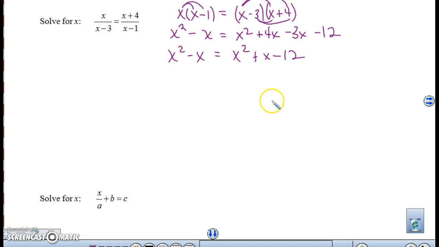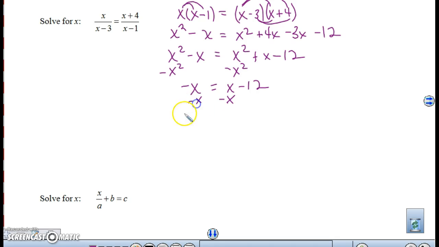Now, we want to get everything to one side, but notice here, x squareds are on both sides. When we subtract this one, we end up with negative x is equal to x minus 12. It actually cancels out. So let's go through and finish.